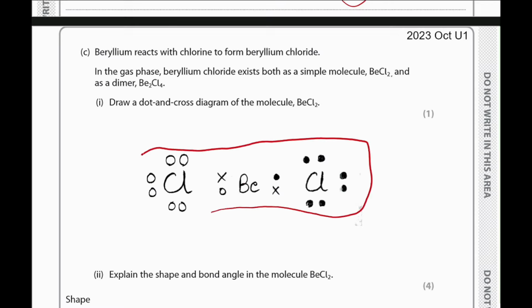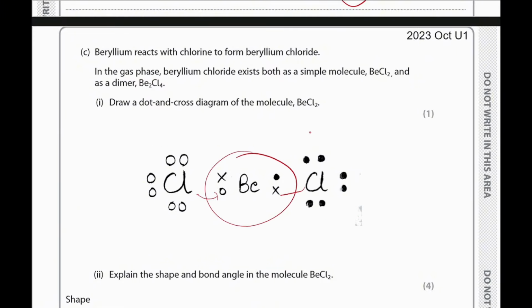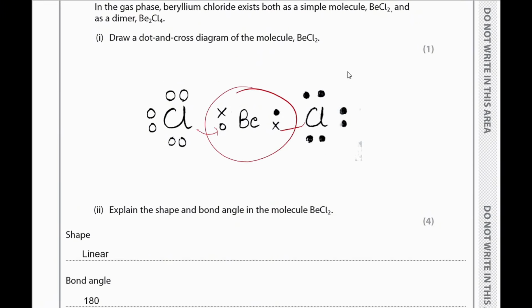We know that chlorine has 7 electrons in its outermost shell, while on the other hand, we have beryllium, which has 2. So we can clearly see the 2 electrons from beryllium, while each chlorine provides 1 electron to basically fulfill the shell. So that is what BeCl2 is.